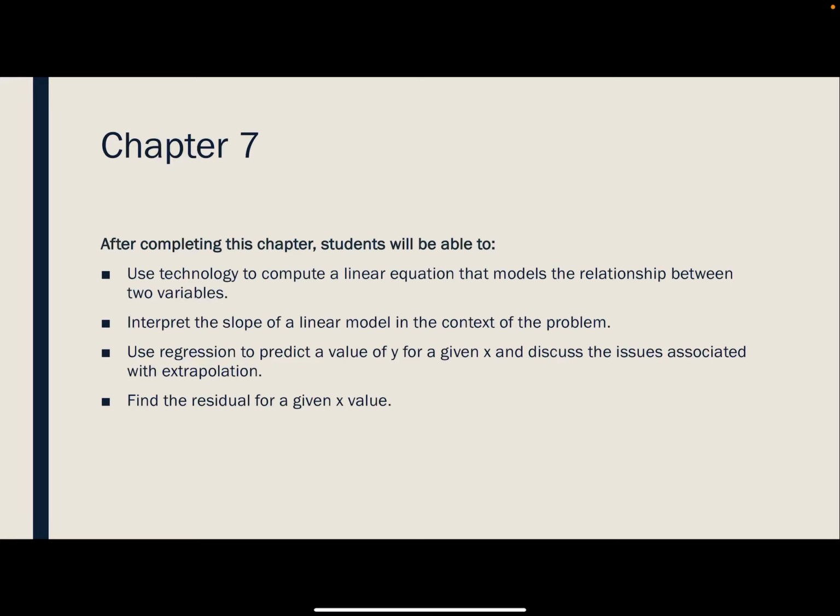Hi everyone. Chapter 7 is a continuation of Chapter 6. In Chapter 6, we talked about the relationship between two quantitative variables. In Chapter 7, we'll find a model that represents that relationship. We'll interpret the model and we'll use the model.